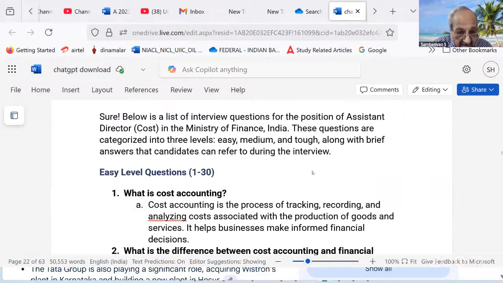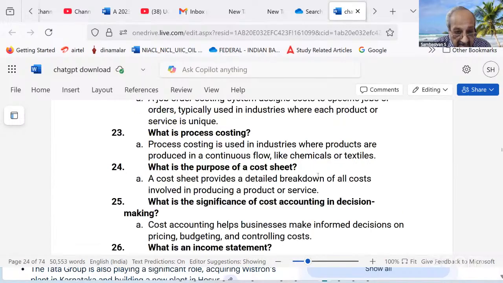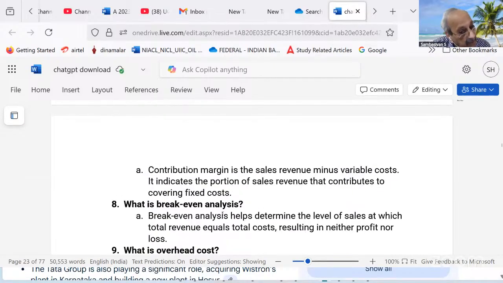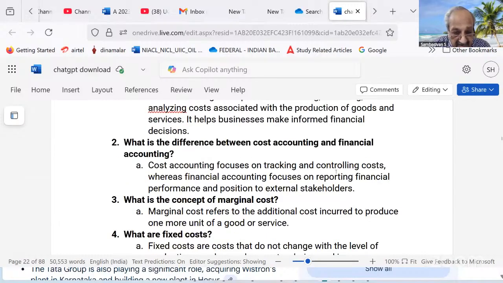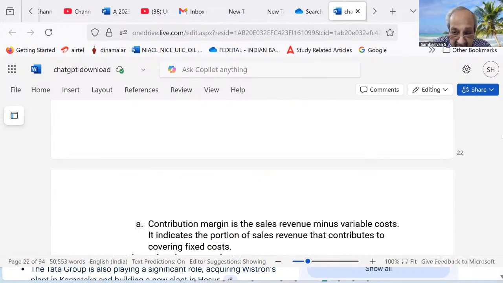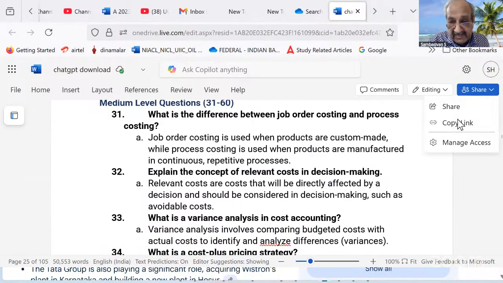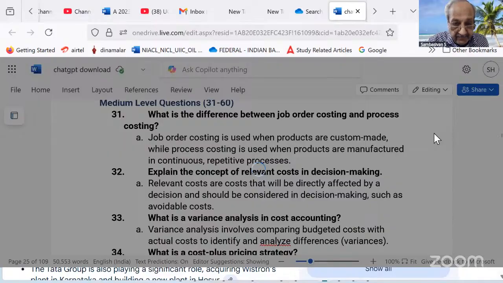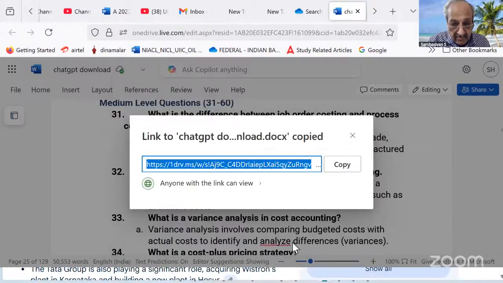But regarding cost accounting, here some simple question answers are given. This will be useful for commerce students. What is cost accounting? What is the difference between cost accounting and financial accounting? What is marginal cost? Like this, so many topics are there. I can give you the link of this, copy link. Just a minute, it is making a link. I don't know whether it is readily available with me. Yeah, it has come now. Good.